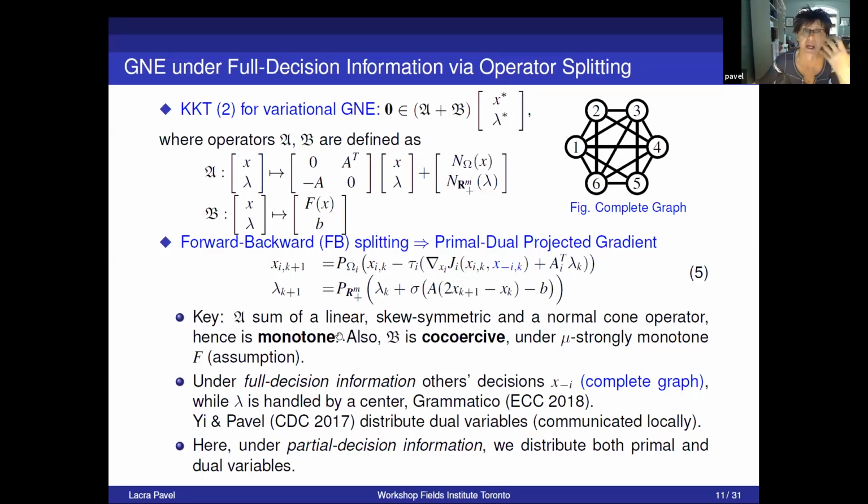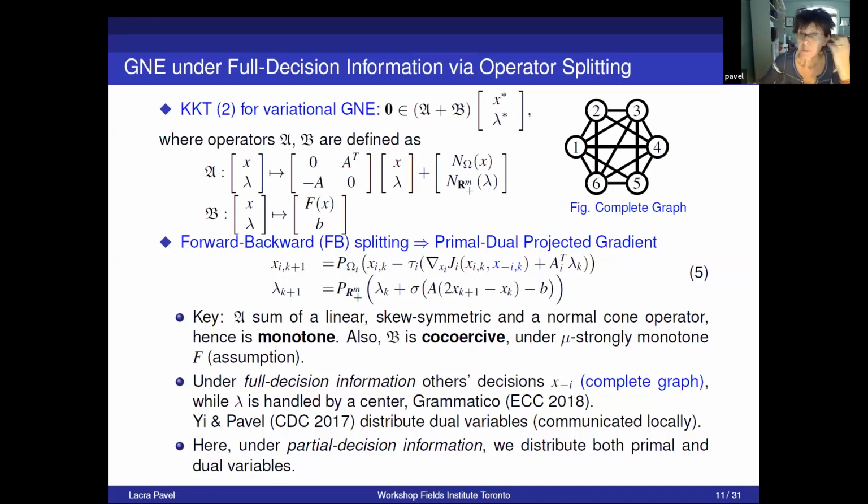The key is, because of this splitting that we have here, A is essentially a linear skew-symmetric plus normal cone operator, so the monotonicity is going to be met automatically. So the difficult part is just showing this co-coercivity. And this can be shown under a strongly monotone pseudo-gradient. So it's not just monotone, as Giancarlo had.